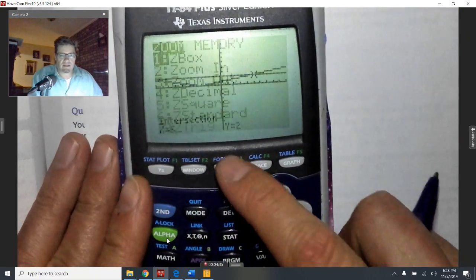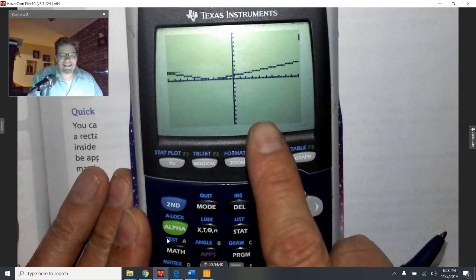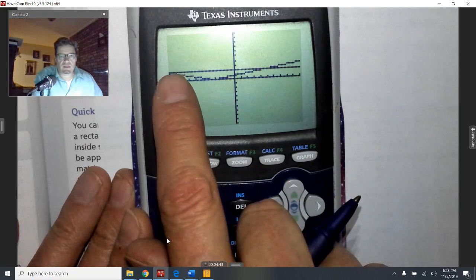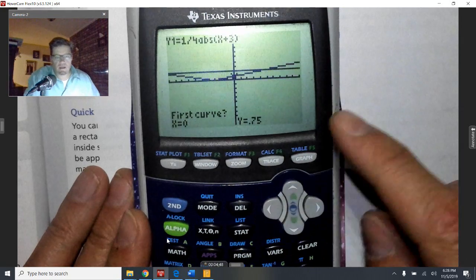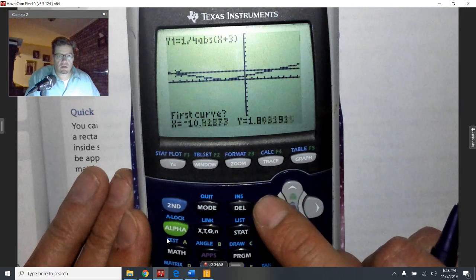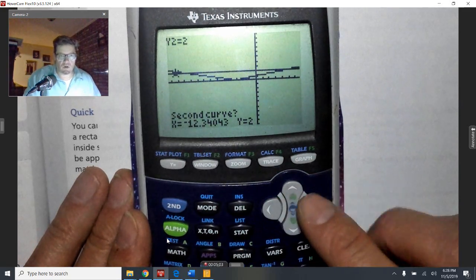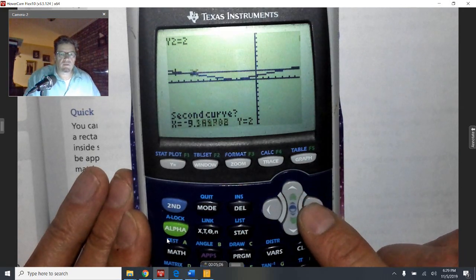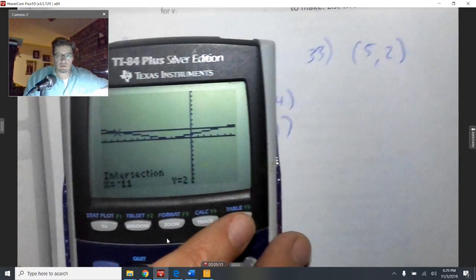Now I will zoom standard, zoom 6, and I see that there's got to be another value over here. So I'm going to do a second calculate, go to intersect, but now I'm going to move all the way over here. If I keep pushing, it will move the graph, which is super cool. Move over, get that squeezed in there, hit enter, and it's -11, 2.